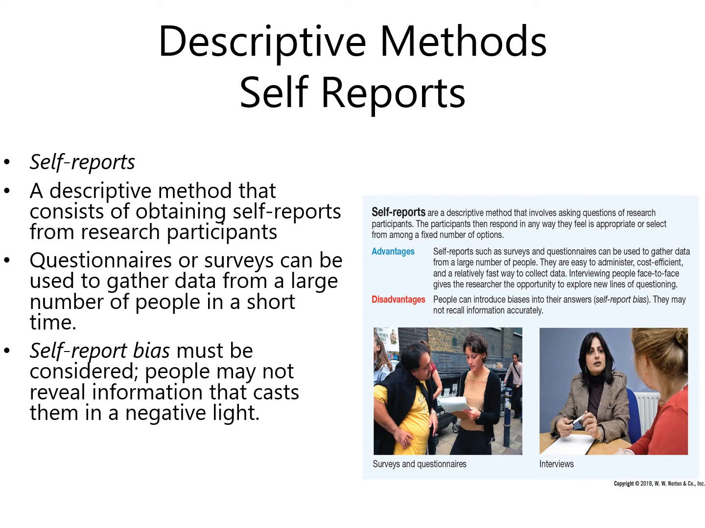The next type of descriptive methods are the self-reports. Self-reports are a descriptive method that consists of obtaining self-reports from research participants. Sometimes we use questionnaires, surveys. We can do it in a lot of different ways, in person, over the phone, sending an email, or doing something online. It's a really good way for us to get a lot of data from a lot of people. It's very quick, it's very inexpensive as well.